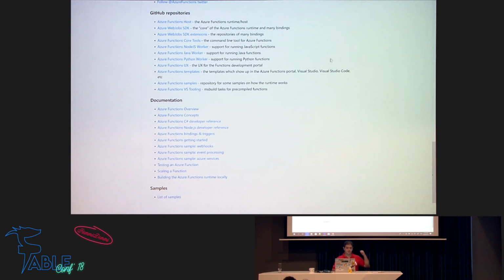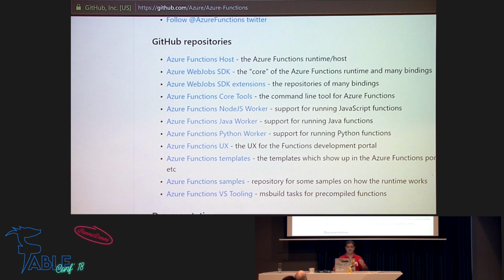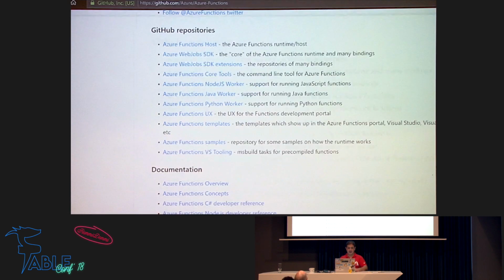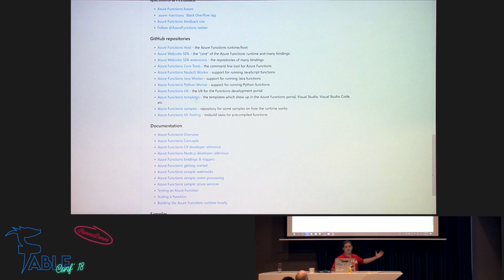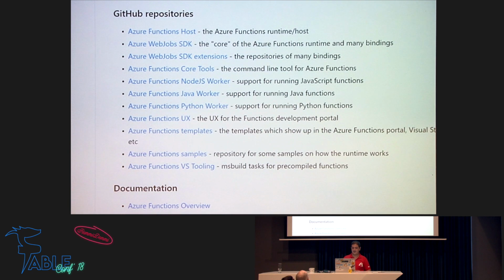First of all, if you go to GitHub/Azure/Azure Functions, as you can see up there, you will get a list of all the repos that are somehow related to Azure Functions. When you look closely at that list, what you can see is, okay, there's the function host. There's the WebJobs SDK that it is based off. There are the core tools. These are some binding tools and command line tools and so on and so forth. There's the Node.js worker, the Java worker, the Python worker.